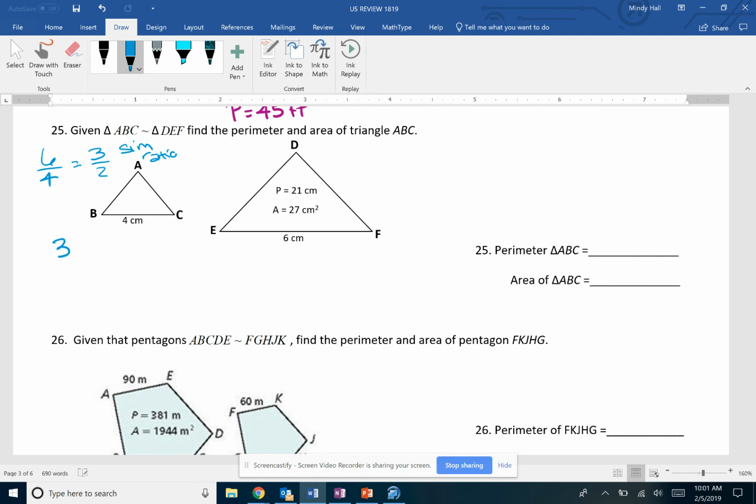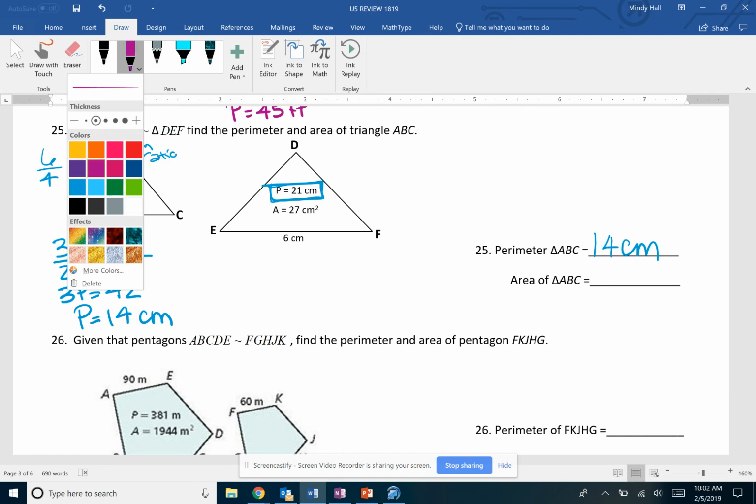So to do perimeter, we'd have 3 over 2 equals my perimeter of the big one, 21 over p. And by the way, because I did it the way I did with 3 over 2 instead of 2 over 3, I did that so that I knew on the other side I would have my given perimeter over my p. And that's just a personal preference because I find that otherwise I might make mistakes, and I'd rather avoid those if I can. So 21 times 2 is 42, and then 42 divided by 3 is 14. So the perimeter of ABC is 14 centimeters.